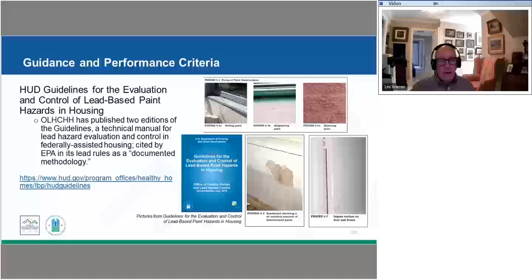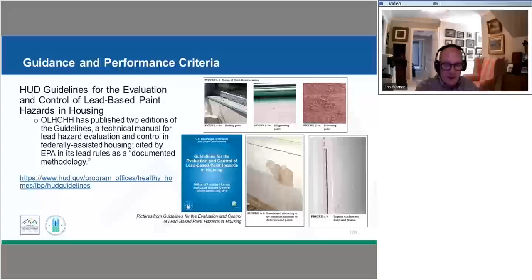We also have mentioned a couple of points here about the HUD guidelines. We've just been calling them the HUD guidelines, but it's the Guidelines for the Evaluation and Control of Lead-Based Paint Hazards in Housing. It's a technical manual, and it's really where it goes into further detail on each of these topics. So if you were trying to learn more about sampling for evaluation, or clearance testing, or whatever the case would be, this manual is really where you would go to get the most level of detail on this.